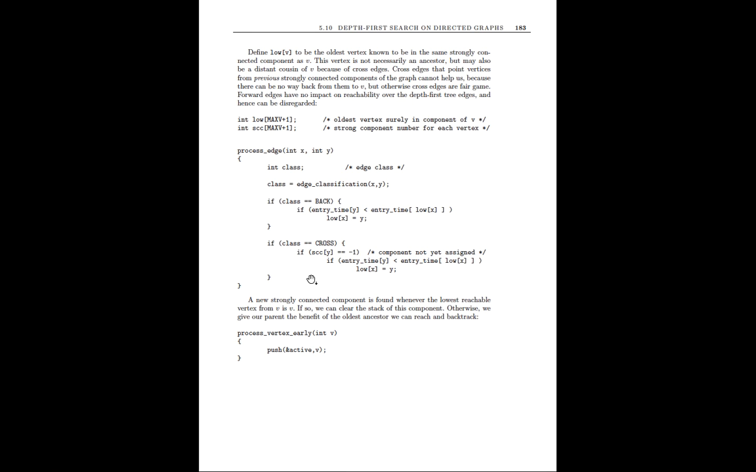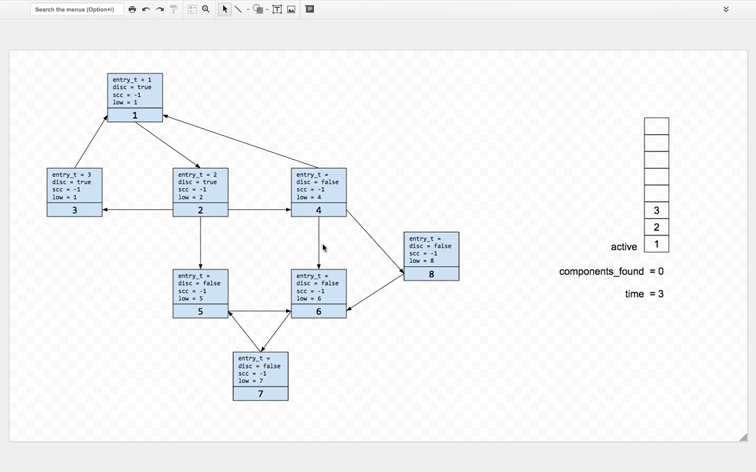And we finish the process edge function because class does not equal cross. So we have now processed this edge. And because this vertex had already been discovered, we do not need to do a depth first search of it. We come back to vertex 3 and look for any other edges from vertex 3, but there are no other out edges from vertex 3. So that means we're about to finish processing vertex 3 completely.